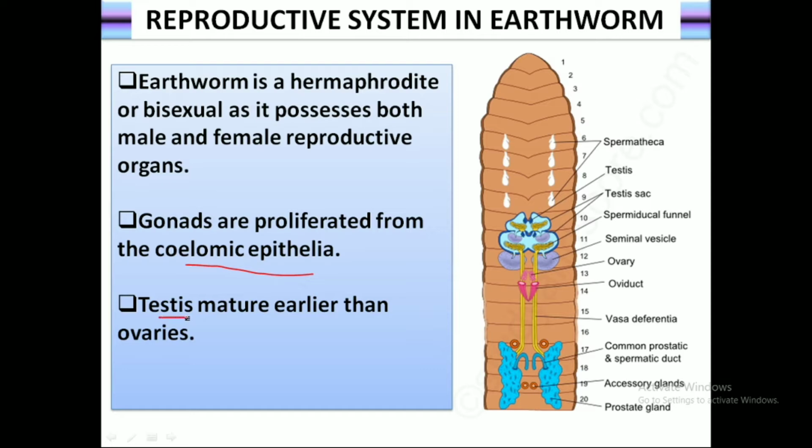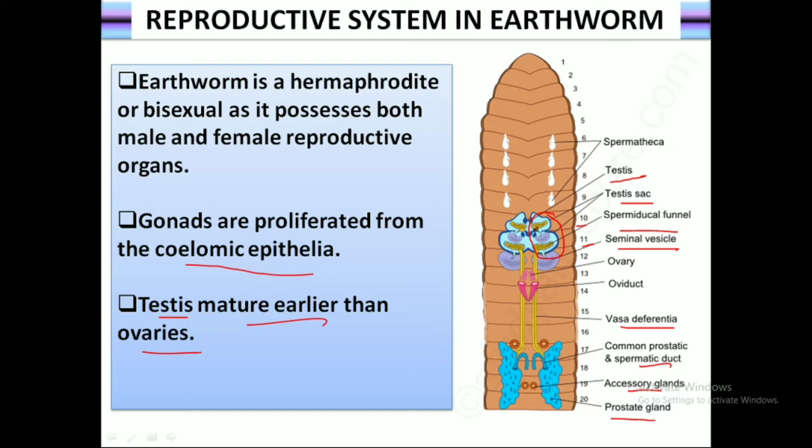The uniqueness is that the testes mature earlier than the ovaries. The male reproductive system consists of various structures like testes, testes sac, spermatic funnel, seminal vesicle, vasa deferentia, the spermatic duct, accessory glands and the prostate gland. Right? The testes are paired, minute, lobed structures, situated one pair each in the 10th and the 11th segments. Here you can notice that these lobulated structures are the testes.